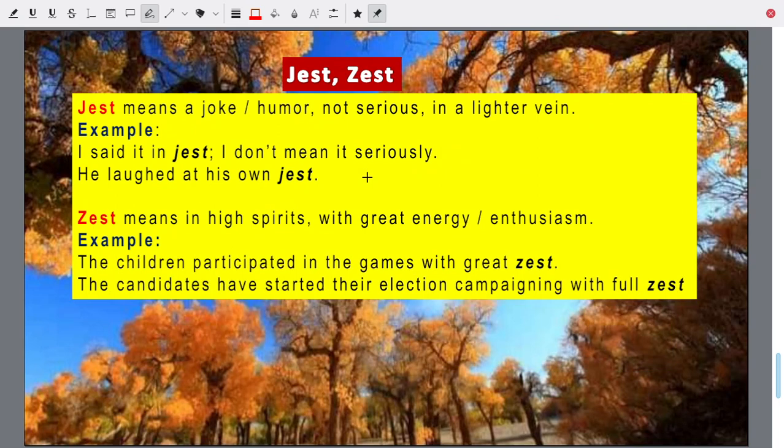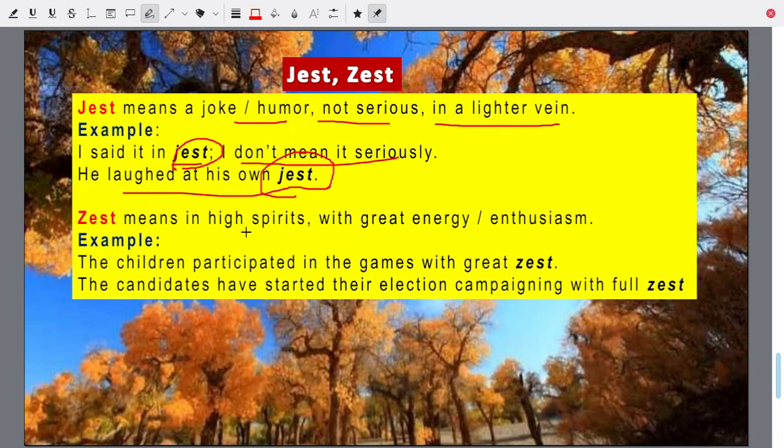Jest and zest. Jest means a joke or humor, not serious, in a lighter vein. He said it in jest. I don't mean it seriously. He laughed at his own jest. That is joke. And it is said as a joke, not intended to hurt anyone.